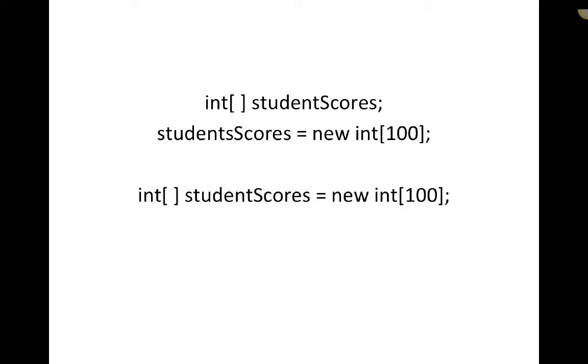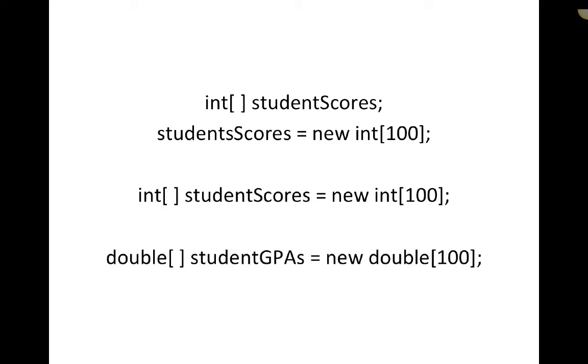We can also declare and create an array in one statement by providing the data type, the brackets, and the name of the array, an equal sign followed by the keyword new, the data type again, and inside the square brackets the number of spots that we want to reserve. In this example, we have a double array that holds student GPAs, where we've reserved 100 spots to hold student GPAs of the double type. So what happens whenever we declare and initialize our array?